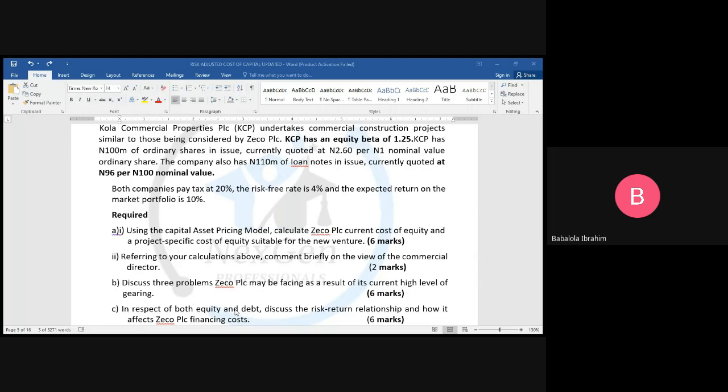Number 1, it will reduce the market value of the company. Number 2, such a company is tending towards liquidation. Okay. 4, the dividend payout will be low. 5, it may be denied access. Okay, not too much. Let's move on.